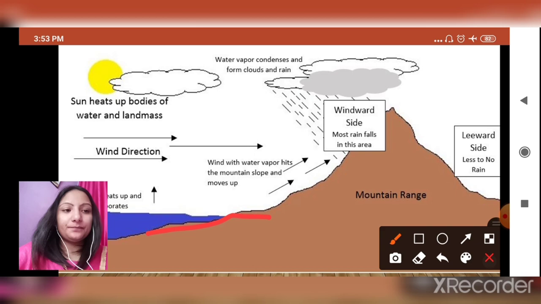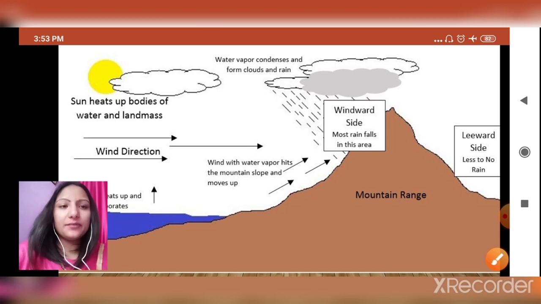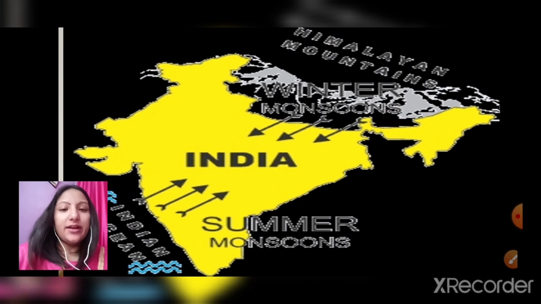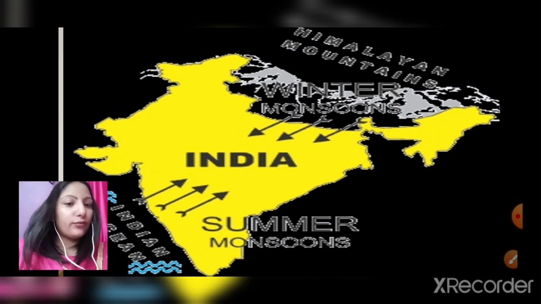Then next we have the monsoon winds. This is a very important factor that affects the climate of India. We will discuss the monsoon in detail in our next class, but first understand what the monsoon is.